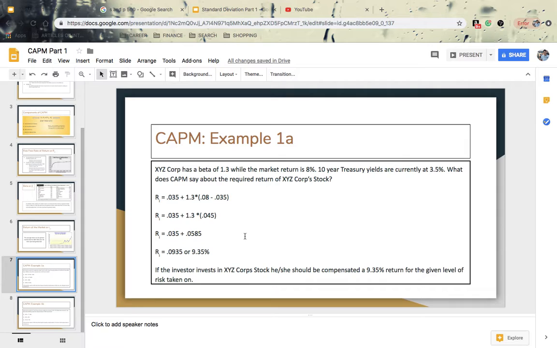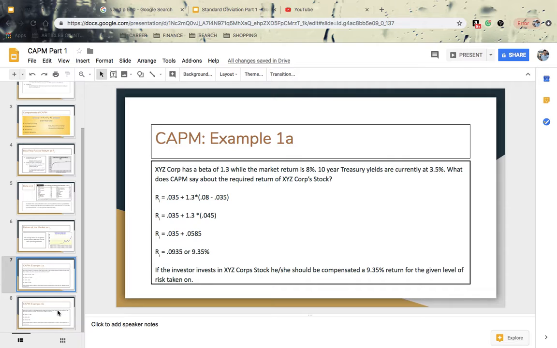So this is the minimum return that you should require if you invest in XYZ Corp stock. Simple as that. So CAPM is telling us that if an investor invests in XYZ Corp stock, he or she should be compensated a 9.35% return for the given level of risk taken on. So if you put $100 into XYZ Corp stock, by the end of the time period, you should be compensated 9.35%, or $9.35. Otherwise, the stock is not worthwhile, given the level of risk taken on. And that's what CAPM is telling you.